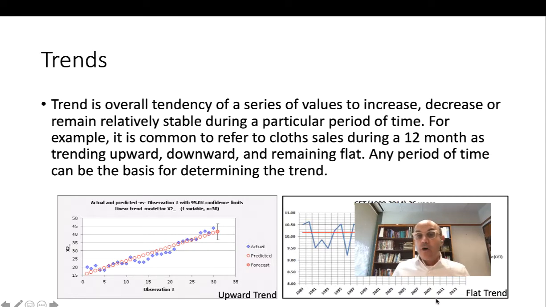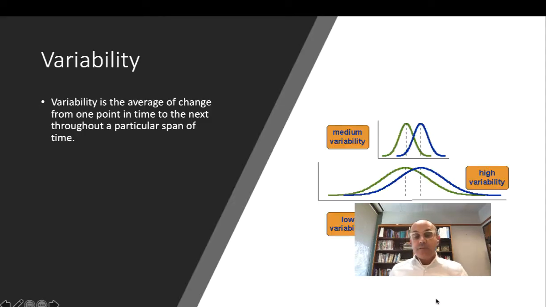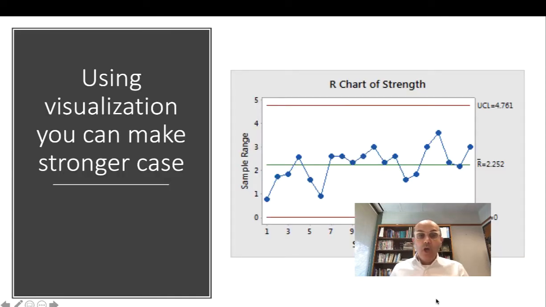One of the issues is trends. It is the overall tendency of a series of values to increase or decrease. So this is a way for us to capture it in time series. Another way is the idea of change over one point in time. And again, this is the way for us to capture one point in time in order to be more accurate, using visualization to make a stronger case.